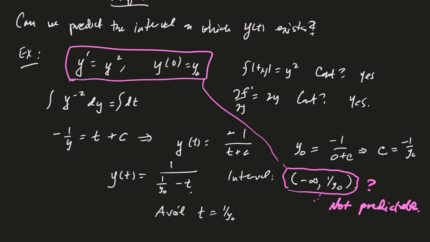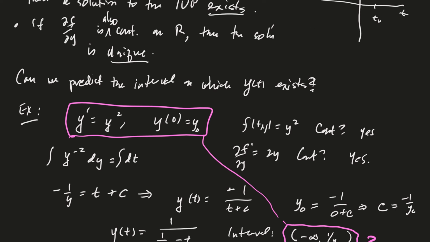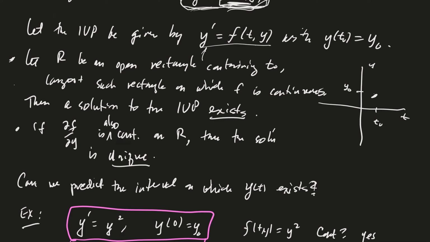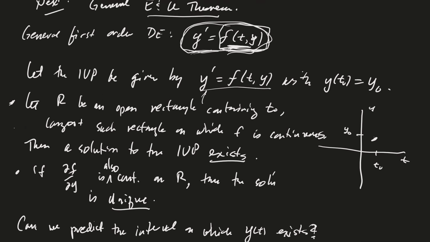And so let's go back to our existence and uniqueness theorems then. What does it say here? General existence and uniqueness theorem. If R is an open rectangle containing t naught on which f is continuous, in our case we had the entire real plane, and so a solution exists to the IVP no matter what the t naught, y naught would have been. Similarly, f sub y would be continuous on all of the reals in this case, and so we had a unique solution.